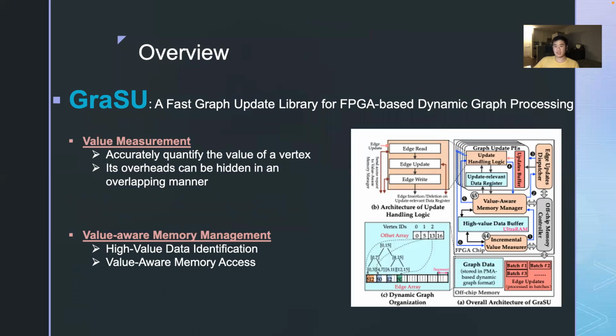On this basis, the paper proposes GraSU, a fast graph update library for FPGA-based dynamic graph processing. The first contribution is a value measurement, which enables accurate estimation of the value of the vertex, along with value-aware memory management, which retains high-value data on-chip so that most off-chip data communications arising in graph updates can be transformed into fast on-chip memory access.